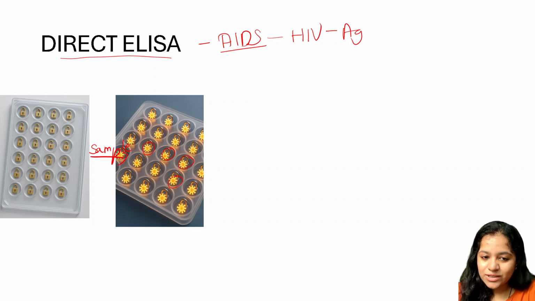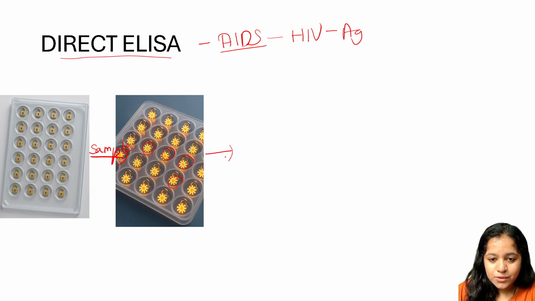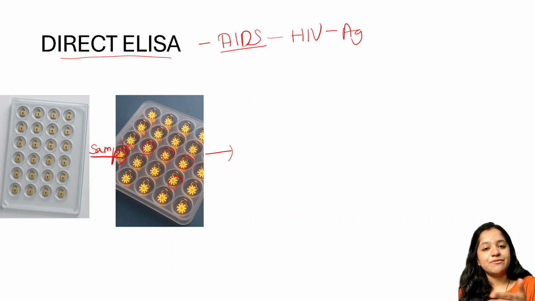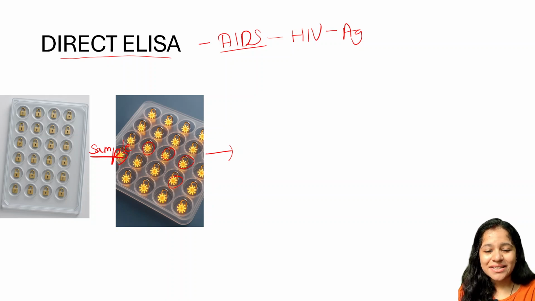Now, once it has gotten adsorbed, what I'll do? So you see, after every step of ELISA, we have to wash the plates. I won't mention that every time, but just remember, after every step, we wash the plate so that anything which has not bound together gets washed off, so that it won't interfere with the result. It's an unsaid thing that after every step, we will wash the plate.